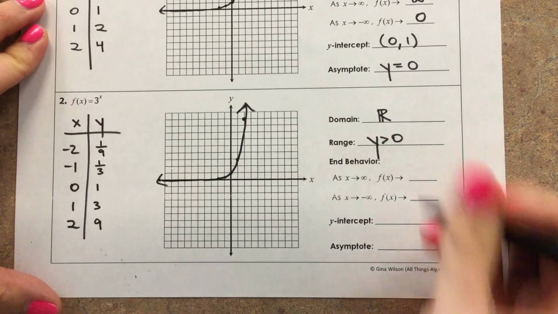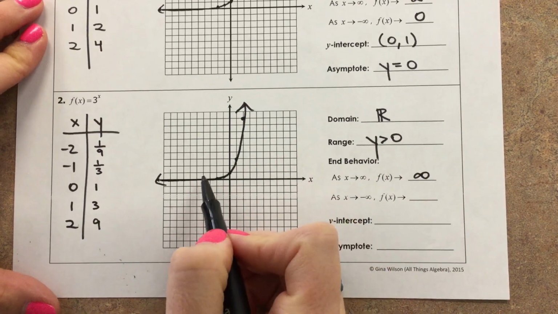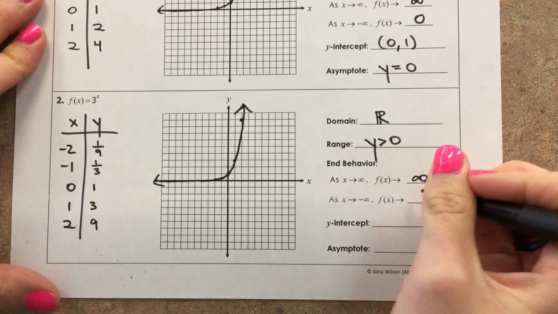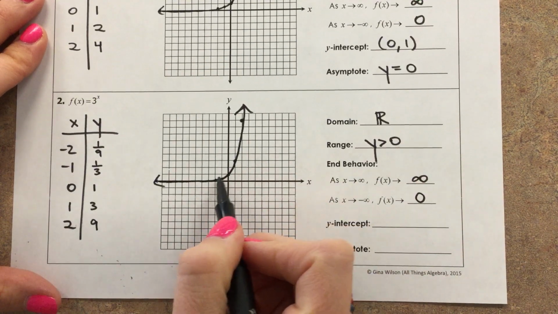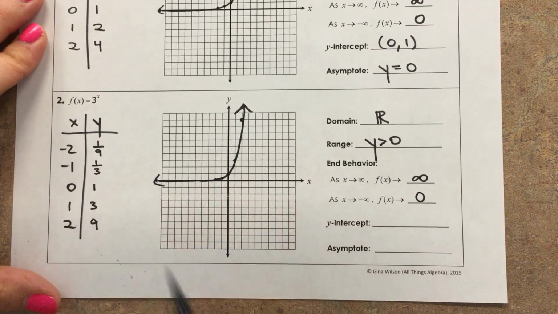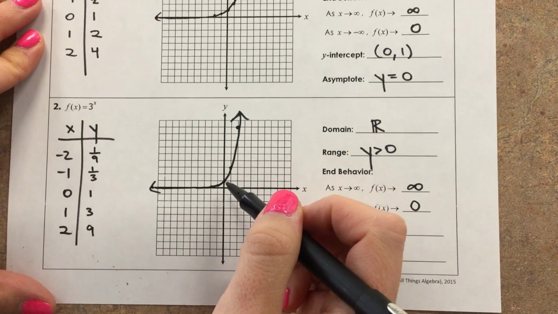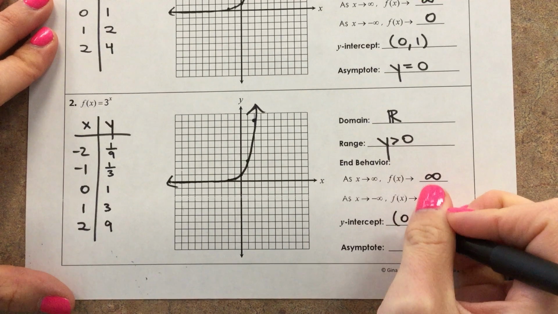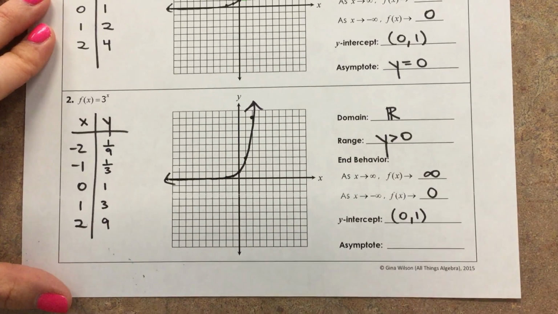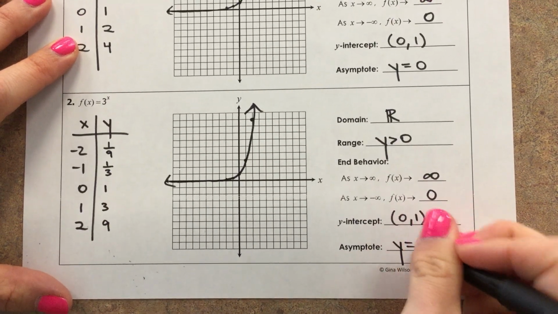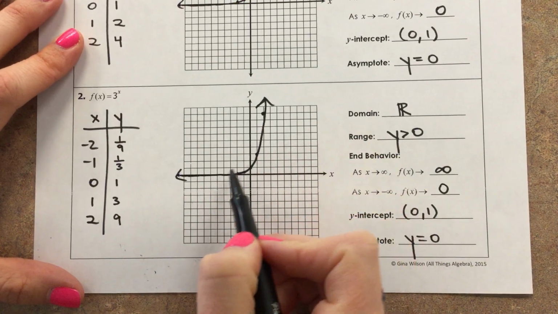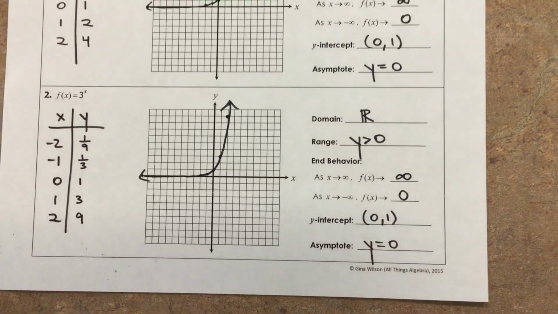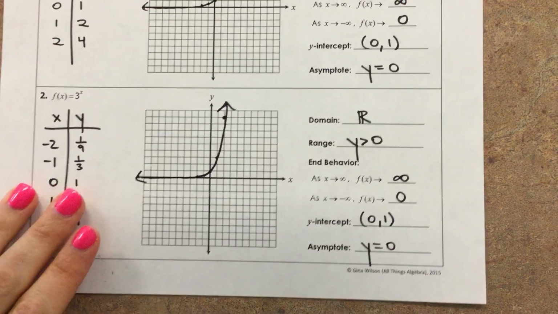As x approaches infinity, f of x approaches infinity because the right end of the graph just shoots upwards. As x approaches negative infinity, f of x approaches 0 because as we move to the left here, we're just getting closer and closer to a value of 0. The y-intercept is still the same because if I plug in 0 for x, I still get 1 for y no matter what my base is. And the asymptote is still y equals 0 because I didn't shift my graph, which means they're all just getting closer and closer to 0. So these will be the exact same. So I'll kind of explain them less and less as I go through these problems.